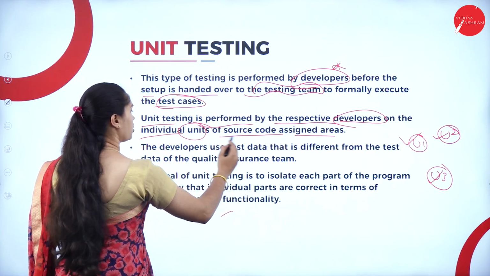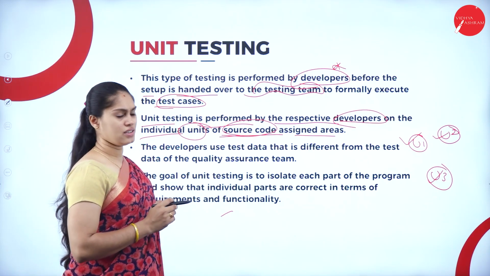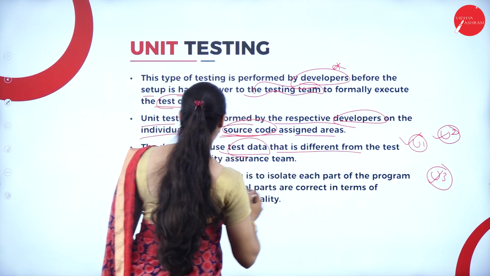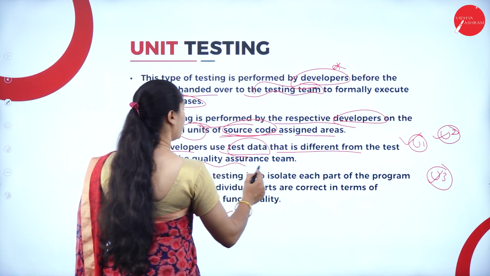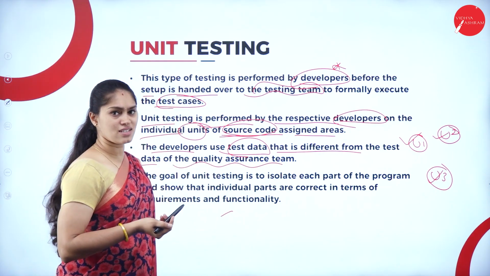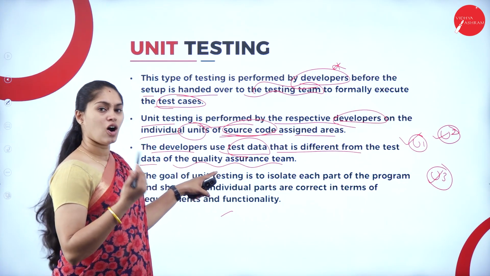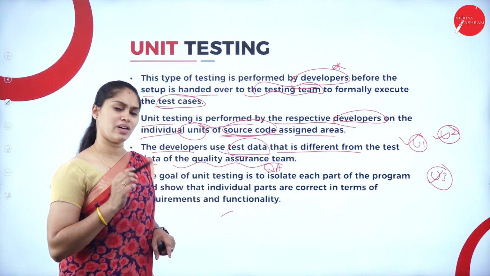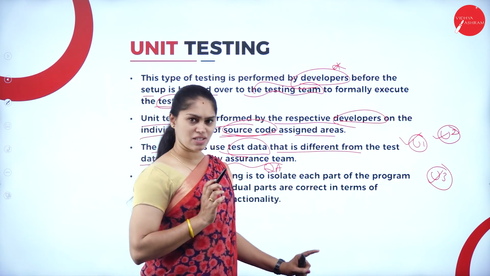So we are going to check the particular unit of source code, and the developers use test data that is different from the test data of the quality assurance team. Here I am not concerned about the quality assurance or QA. You are mainly concerned with whether it is working properly as per the specification.